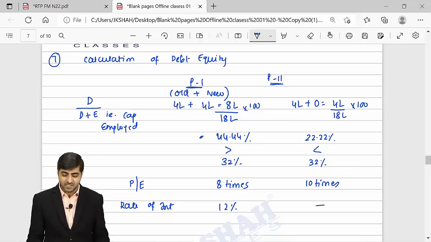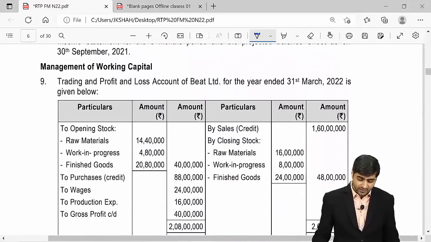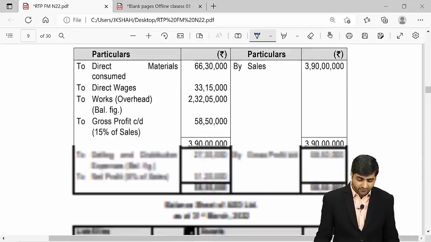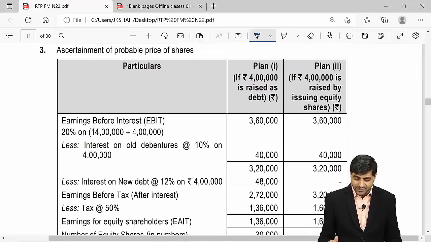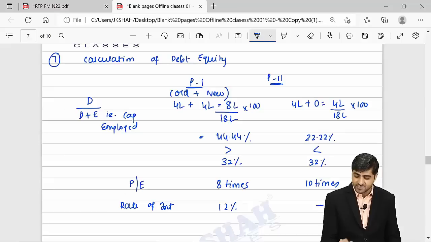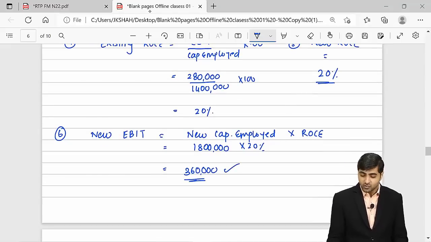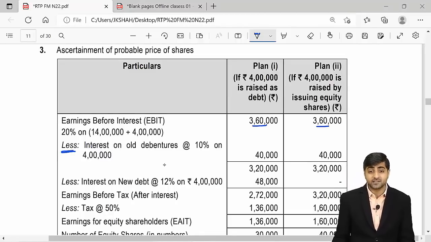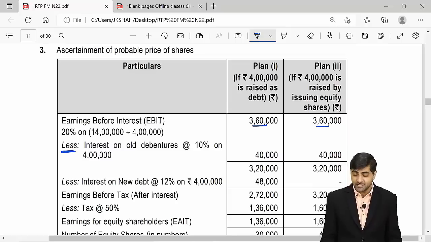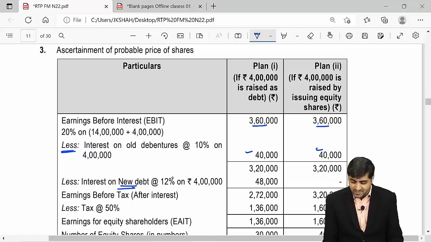So you will prepare your income statement, and if you can just check the solution for this particular part, Institute has also solved it in a very wonderful manner where you have your EBIT available. Can you just check the EBIT, which is nothing but 3,60,000 and 3,60,000, the EBIT which we got here as 3,60,000 rupees. So we have the EBIT available as 3,60,000, and then from this you have to subtract the amount of interest. So interest on old debentures will continue to be 40,000 and 40,000. And then interest on new debentures is at the rate of 12%.